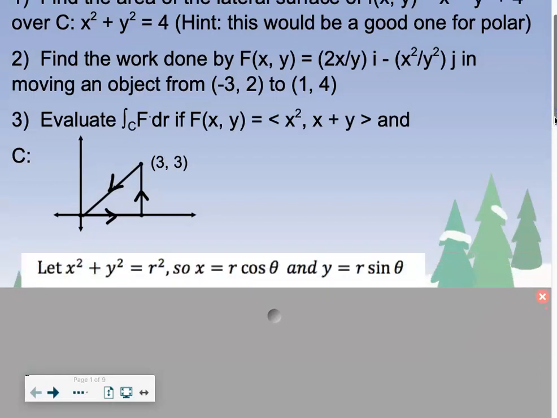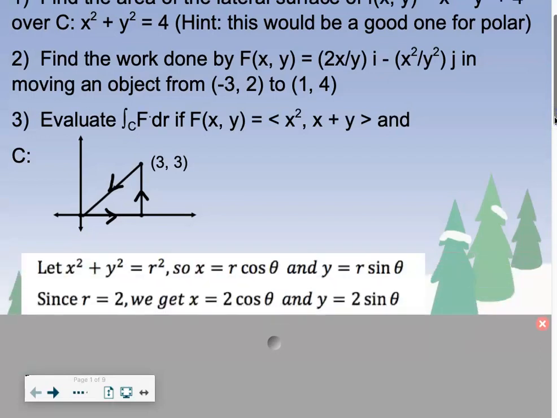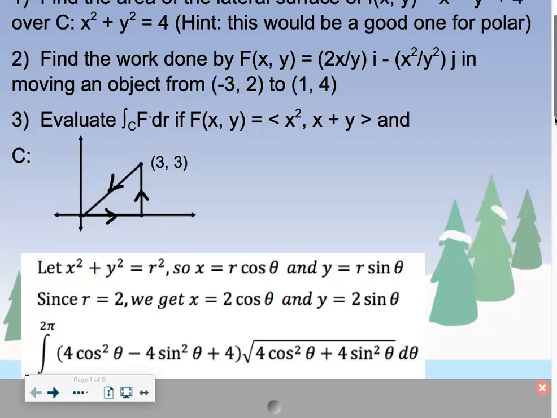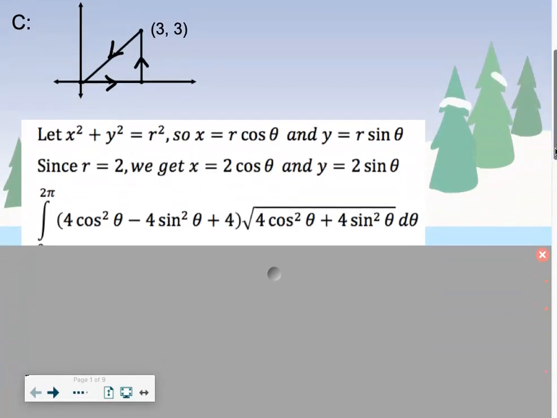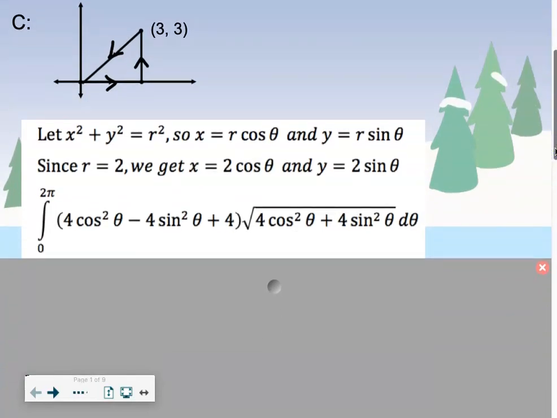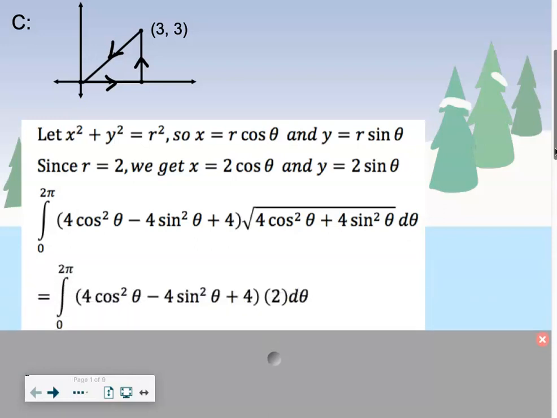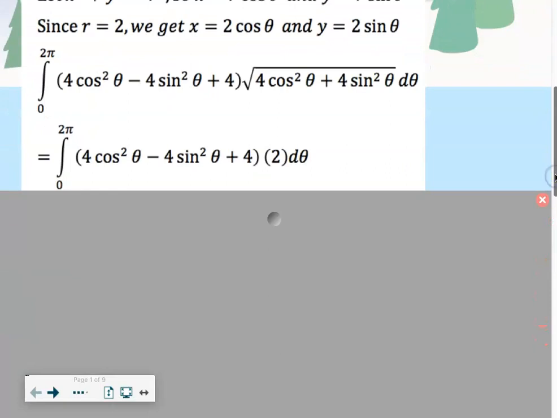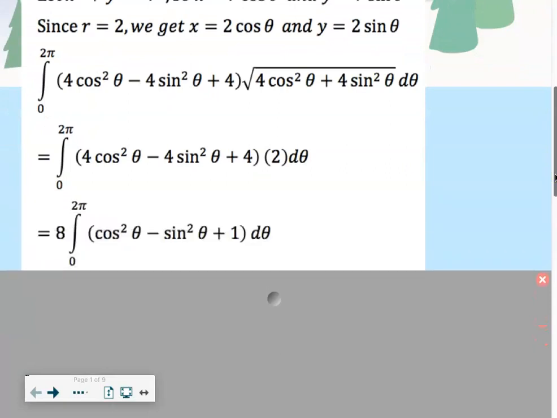So I let x equal r cosine theta, y equal r sine theta, and since our r is 2, you get 2 cosine theta and 2 sine theta. So then you have to rewrite your f in terms of theta, and you have to multiply it by the arc length of r, right? So you end up with square root of 4 cosine squared plus 4 sine squared, which is root 4, which is 2, and you can pull out a 4 out of each of those and put an 8 out front. But anyway, so you end up with that, and then I pulled out an 8.